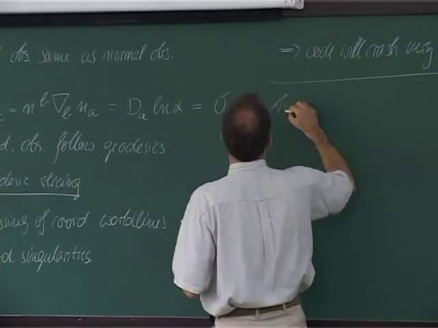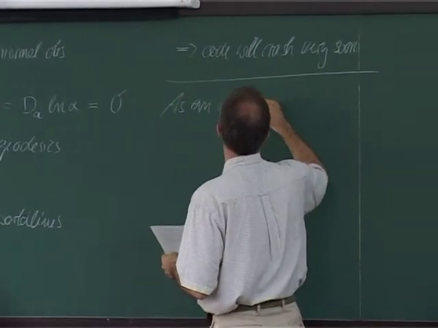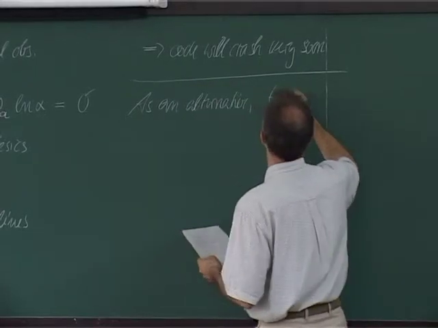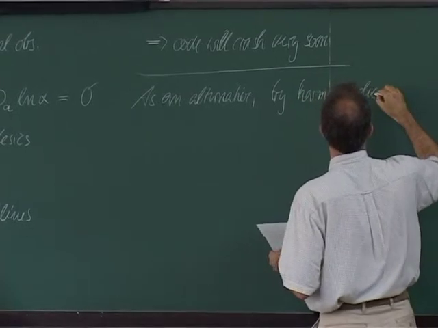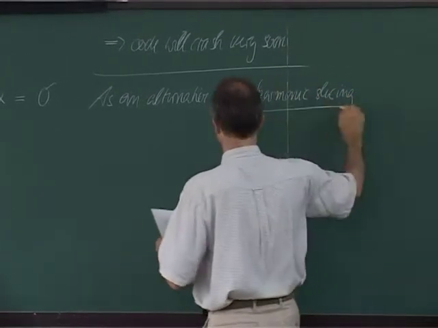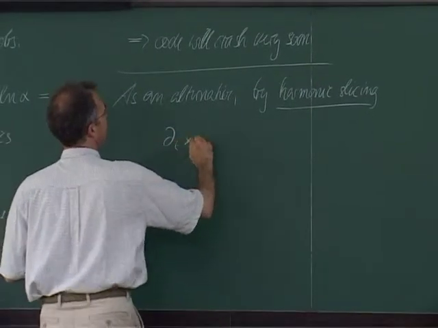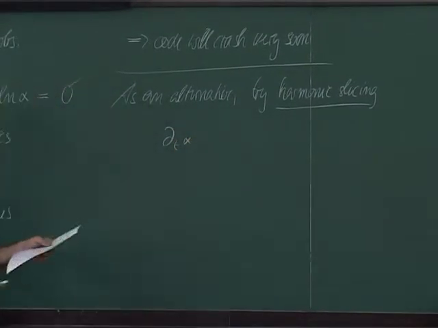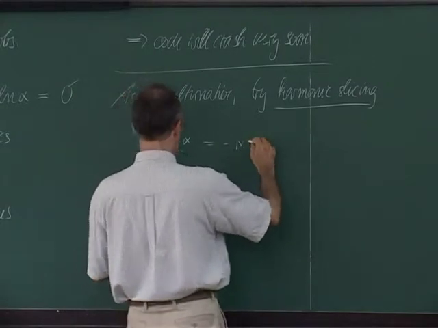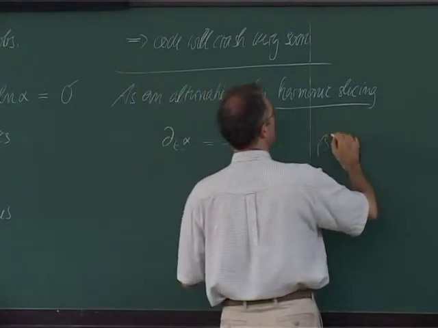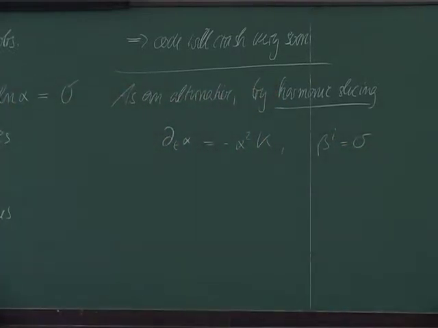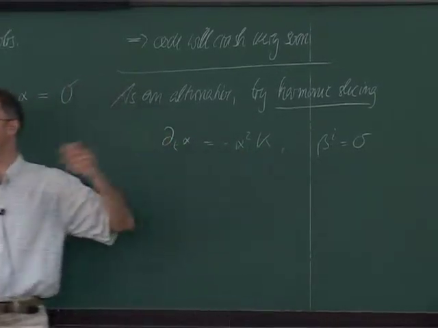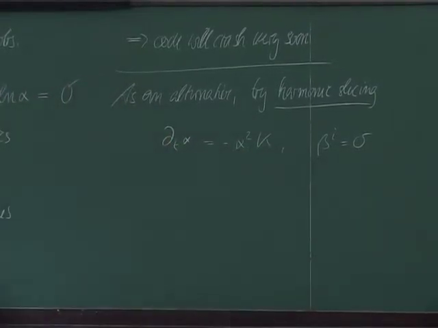As an alternative, we could try something that is called harmonic slicing. By harmonic slicing, we usually mean that the time derivative of the lapse equals minus alpha squared K, and we also choose beta equals 0. In fact, this is a special case of harmonic coordinates, which I'll get back to later. I'll tell you where this comes from exactly.